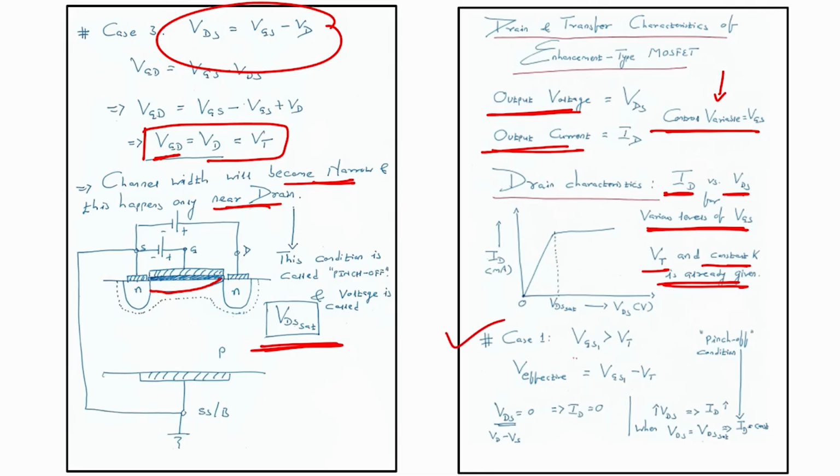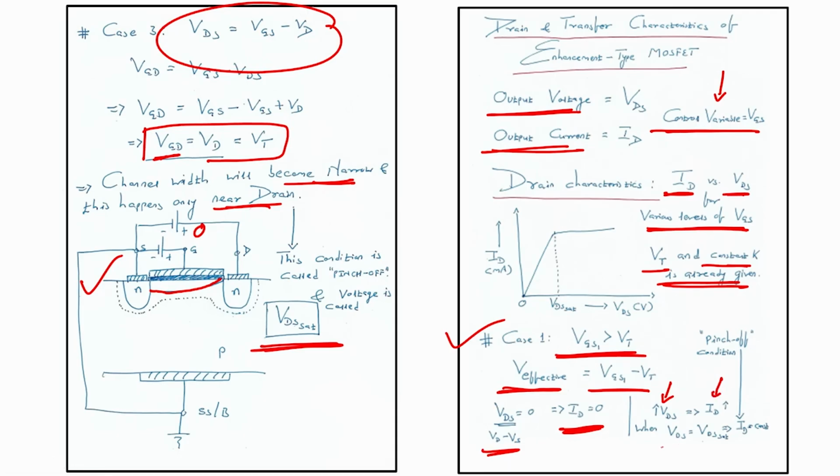First case is that VGS is greater than Vt. When your gate to source voltage is greater than your threshold voltage, what will happen? V effective is nothing but VGS minus Vt, right. Now, we know that VDS equals 0 implies current equals 0, right. If I apply 0 voltage here, then the current will be 0, it will not flow. But if I increase VDS, my current will start increasing, right.